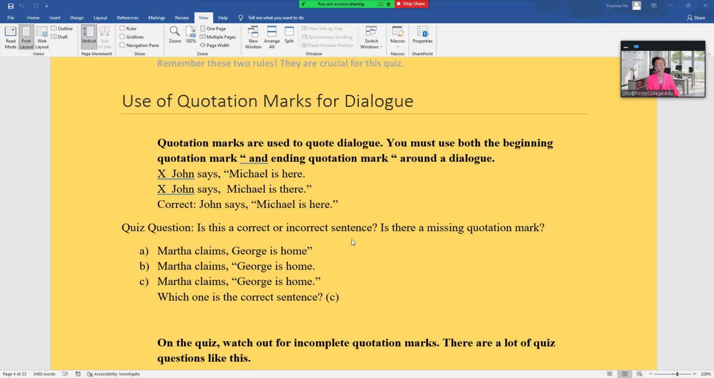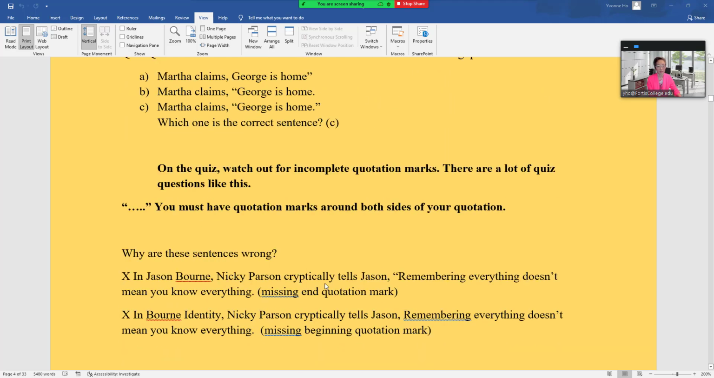Your quiz question will look like this. Is this a correct or incorrect sentence? Is there a missing quotation mark? A. Martha claims, "George is home. This is incorrect because it's missing an ending quotation mark. B. Martha claims George is home." This is incorrect because it's missing a beginning quotation mark. Therefore, the correct sentence is C, because you have a beginning quotation mark and an ending quotation mark around your dialogue. So on the quiz, watch out for incomplete quotation marks. There are a lot of quiz questions like this. You must have quotation marks on both sides of your dialogue.